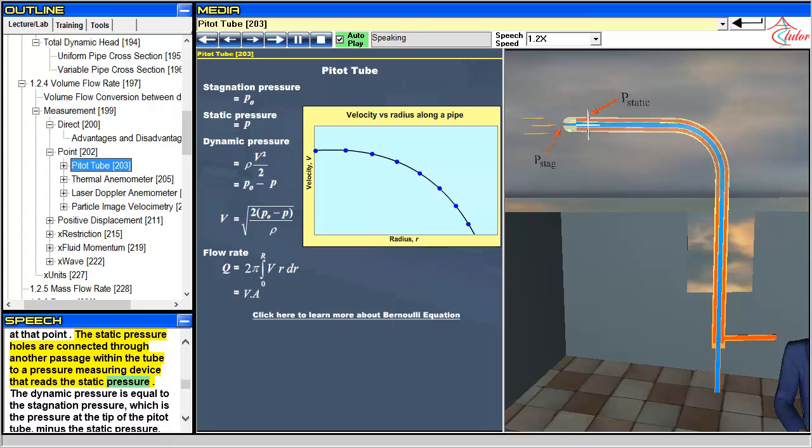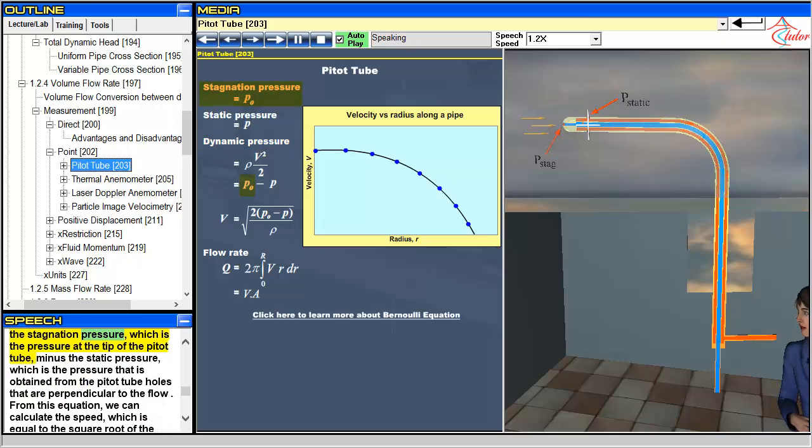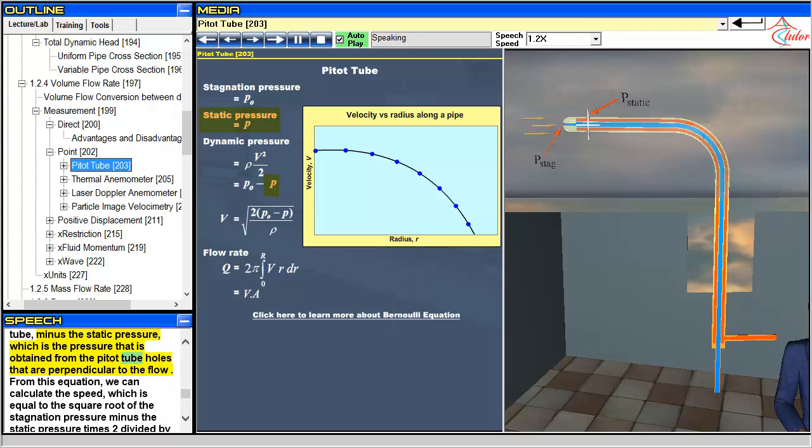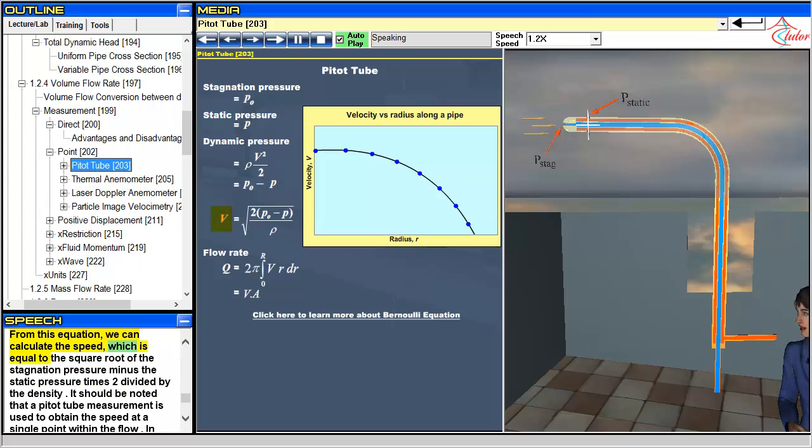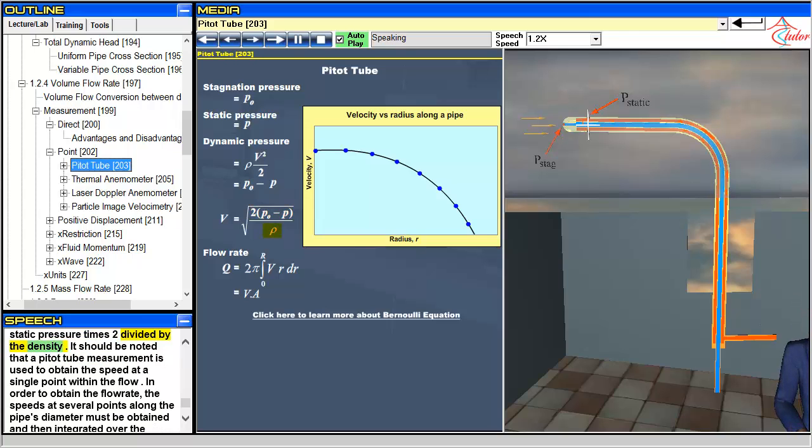The dynamic pressure is equal to the stagnation pressure, which is the pressure at the tip of the Pitot tube, minus the static pressure, which is the pressure that is obtained from the Pitot tube holes that are perpendicular to the flow. From this equation, we can calculate the speed, which is equal to the square root of the stagnation pressure minus the static pressure times 2, divided by the density.